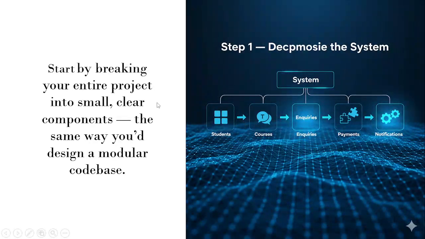Now on step 1, decompose the system, you start by breaking the entire project into small, clear components, the same way you design a modular code base. This is how you do it. You list out the pages or forms in the system, the backend modules or services, and their relationships and dependencies. Remember, you're not coding yet, you're just mapping the system's brain and how everything will be connected to each other. You're just having this visual or conceptualizing how the system will be working.